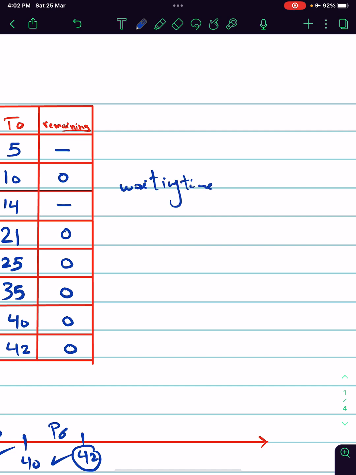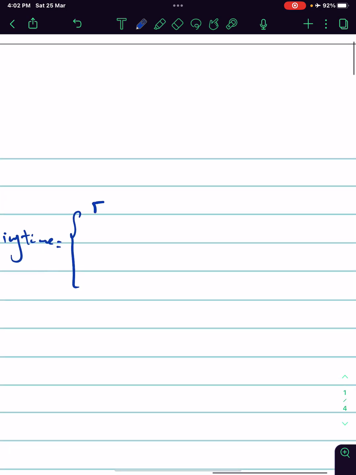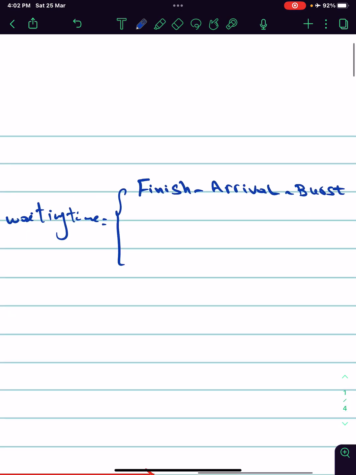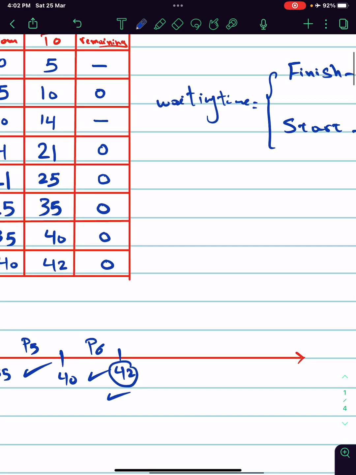It could actually be finish minus arrival minus burst. But because this is non-preemptive, you can also use start minus arrival. Any one of them is correct.